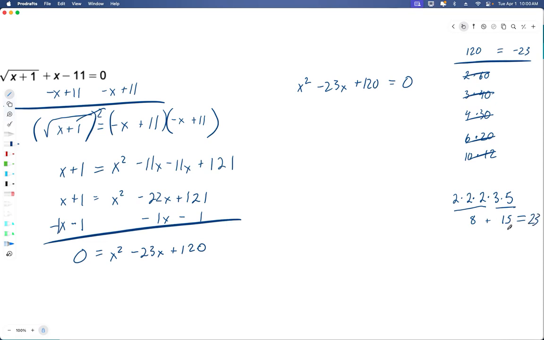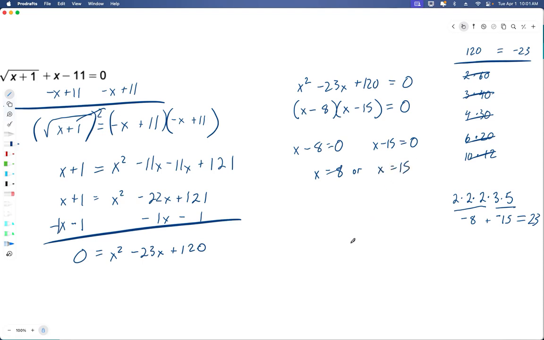So 8 and 15 added together are 23, but they need to be negative because this is a negative 23. They both need to be negative because this is a positive 120. So I'm going to factor this as x minus 8 times x minus 15 equals 0. So that's going to give me what I'm looking for. Now I can set this equal to 0 and set this equal to 0. And then I can find that x is equal to 8 or x is equal to 15.